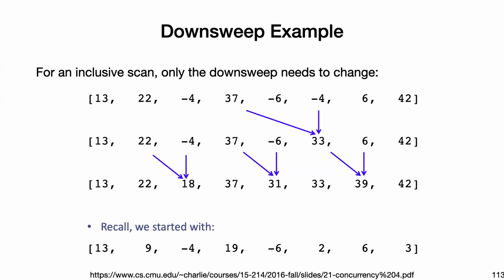And the same thing happens recursively in the left half. The midpoint of that needs to get pushed to the right. And that is it. This is the end of the prefix sum. 13, 9, negative 4, 13 plus 9 is 22, plus minus 4 is 18, and so on. Questions?